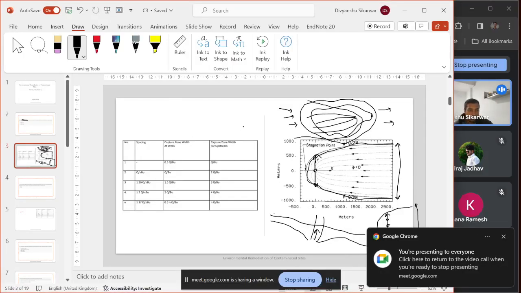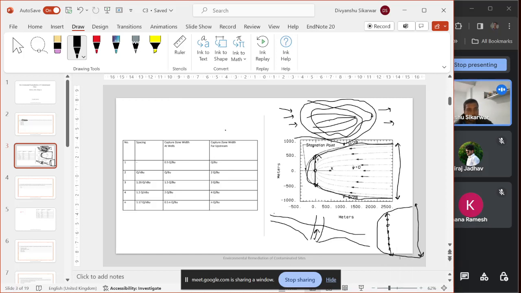So basically, if you attended the lecture, I think lecture 11 probably, in that lecture this table is given. If we have only one well, we have this formula. For one well, the capture zone width at the well will be around 0.5 Q by BU.